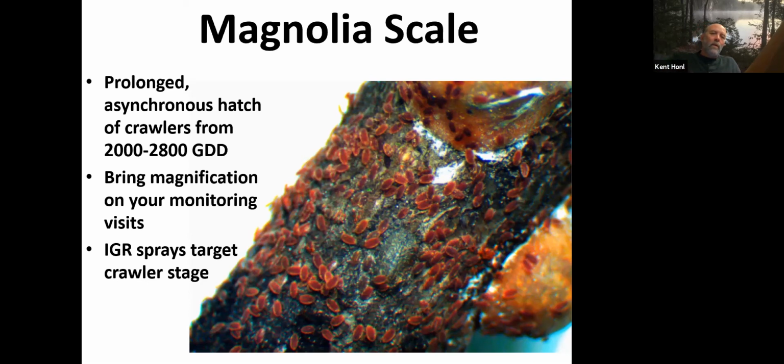That's a pretty wide window, and it's referred to as a prolonged asynchronous hatch. Prolonged just means a long time. Asynchronous means they hatch not at the same time; they take the time and spread it out. This usually lands from mid-August into September in the Twin Cities area. So I was talking about insect growth regulator sprays. That's what we put down for Magnolia scale crawlers, and it worked really well.